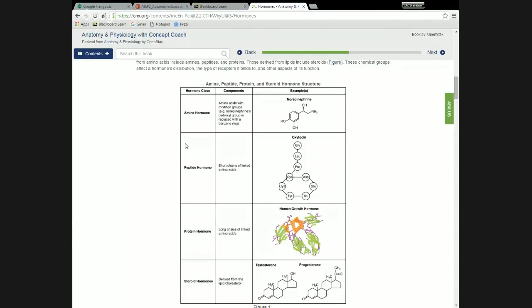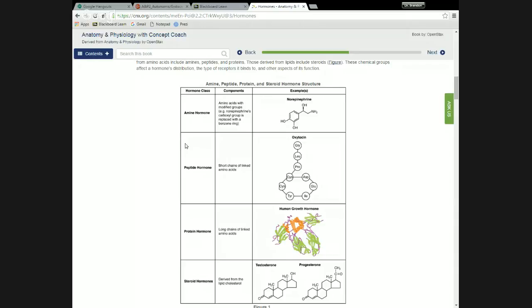So we want to consider the molecule, how it's transported, and the receptor. For the molecule part of this, everything I need to say about the type of molecule is really in the name. Lipid-soluble molecules are lipid-soluble. Water-soluble molecules are water-soluble.